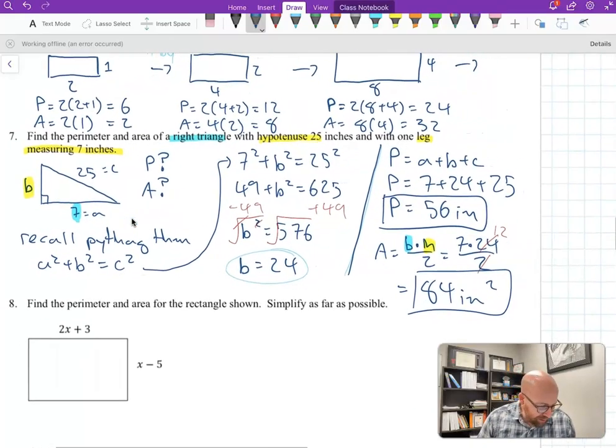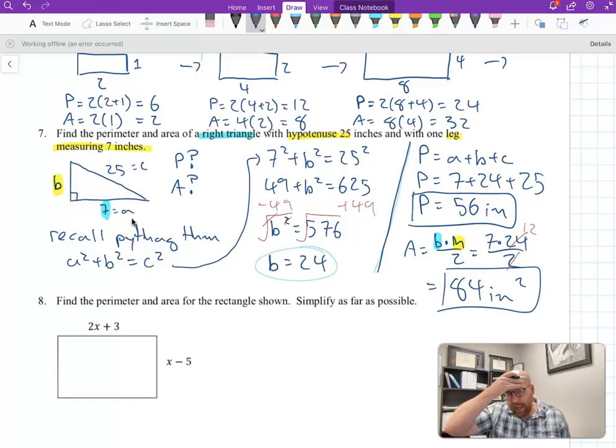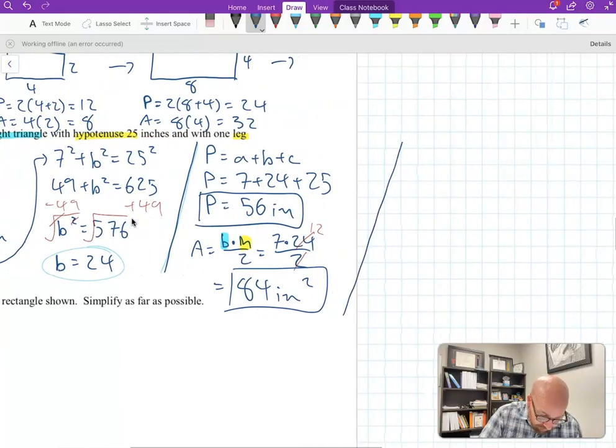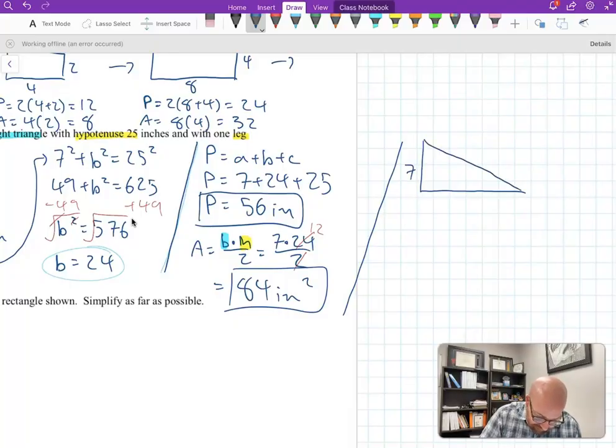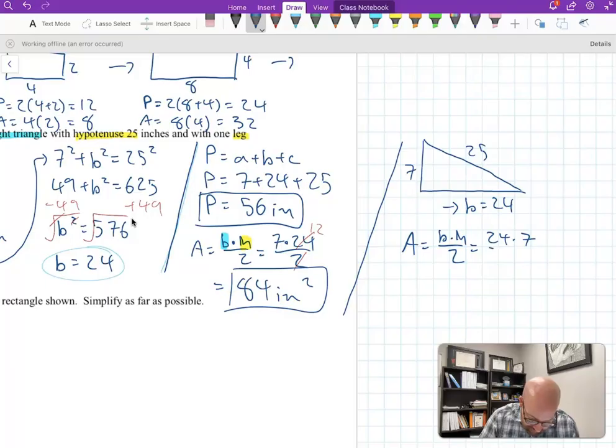But I just want to make the point that it doesn't matter how you draw your triangle or how you label it. If you had drawn the same triangle and labeled this as 7, 25, we would still discover that B would be equal to 24, and you would still have the same area formula, base times height divided by 2. You would still have 24 times 7 divided by 2. The only difference is 7 times 24 versus 24 times 7, they're the exact same.